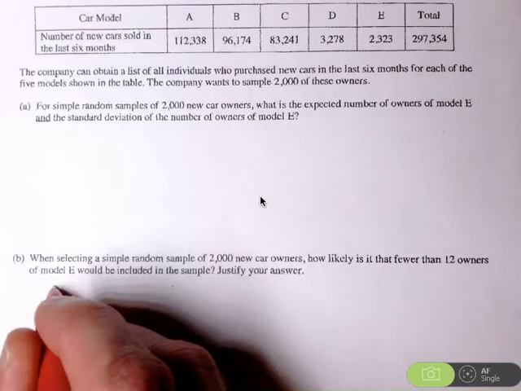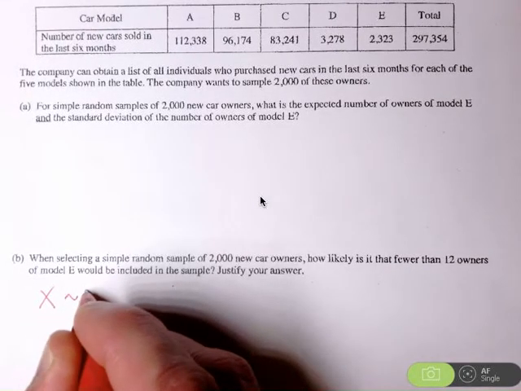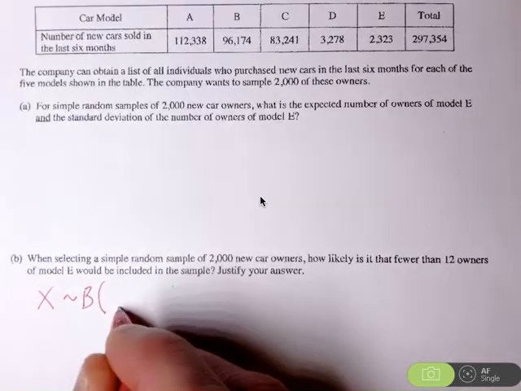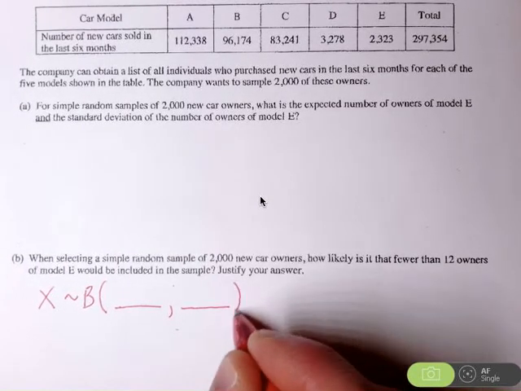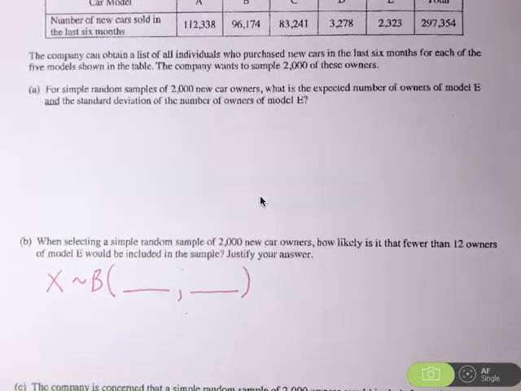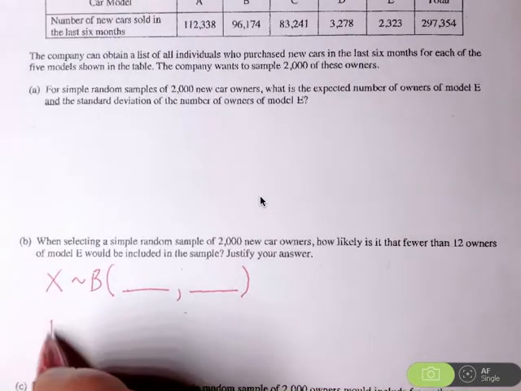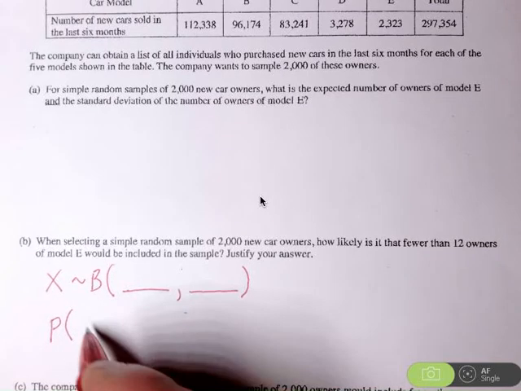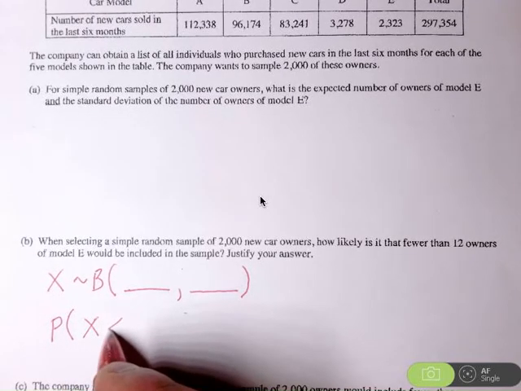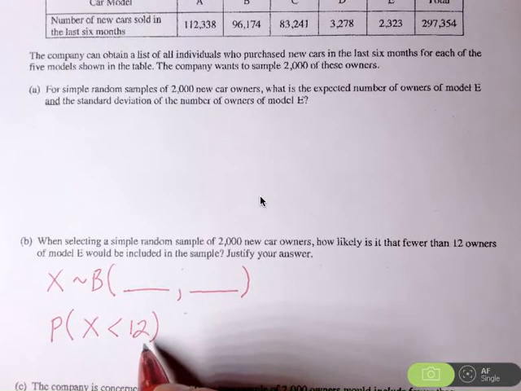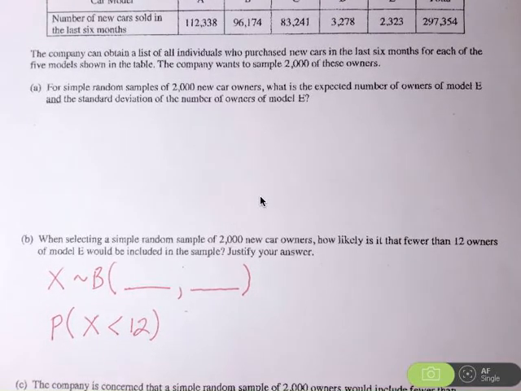So I want to justify that X is distributed binomially. So you would need to know what your fixed number of trials is and determine what your fixed probability of success happens to be. And then you can find the probability that you have a count of successes that's fewer than 12. So that's something you can do pretty easily on your calculator.